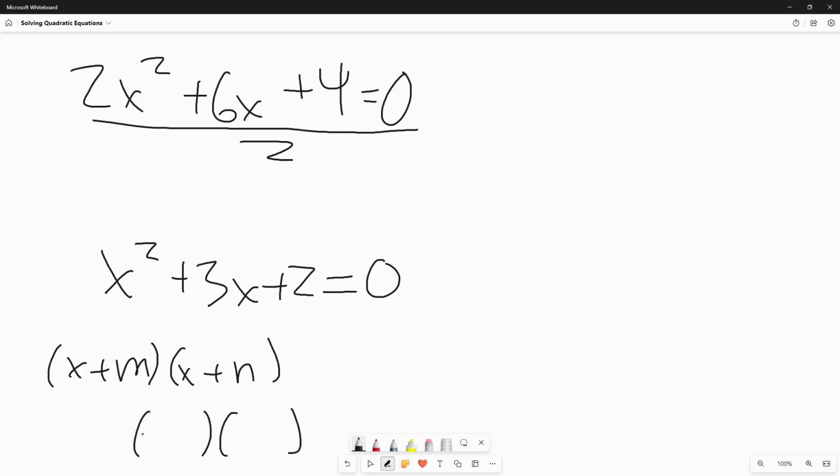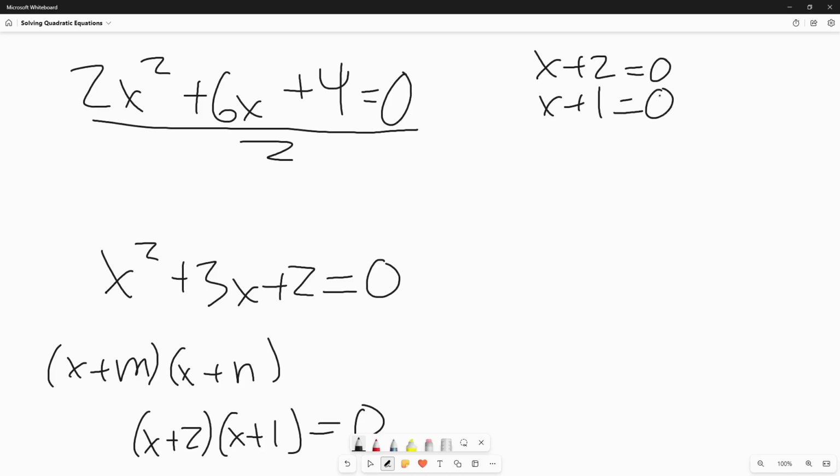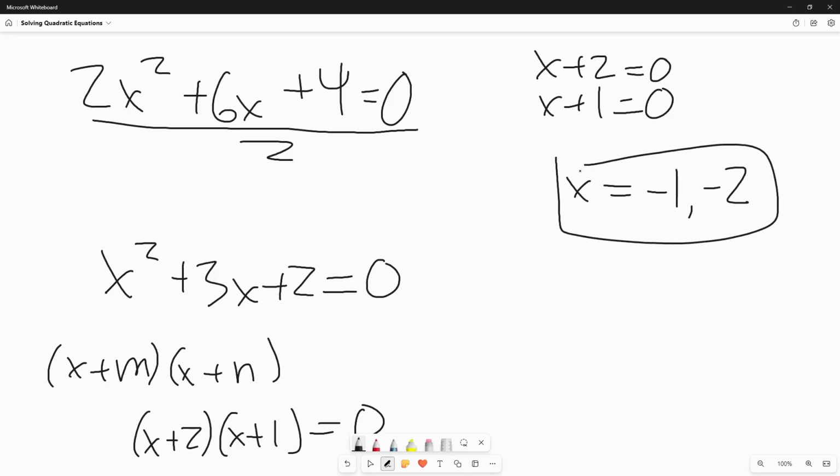So, it simplifies to x plus 2 times x plus 1 equals 0. And to find x, we have to set both of these parentheses to 0. So we set x plus 2 equals 0 because if we multiply 0 by something, it's always 0. And x plus 1 equals 0. And we just do some algebra and find that x equals -2 or -1. And this is our answer. This is how you factor a quadratic equation.